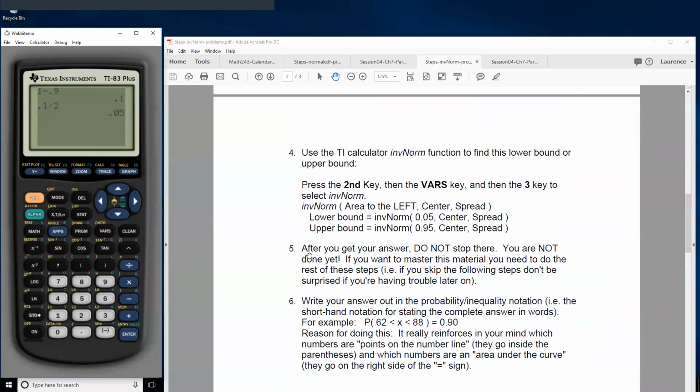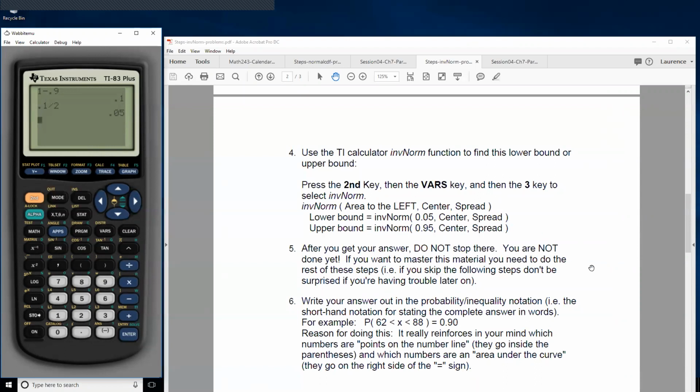Now, step 5. After you get your answer, even though you're tempted, don't stop there. You're not done yet. Because your big hurdle is you've got to get super clear what that answer means. Sometimes students who aren't covering this well get their numbers confused. They get inverse norm and they start acting like it's a percentage or a proportion. Well, it's not. It's a data value. It could be exam scores, it could be ounces or tons or whatever it is we're measuring. But it's the units of measurement. It's a data value, a point on the number line.